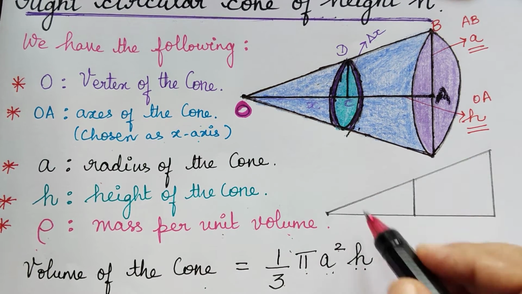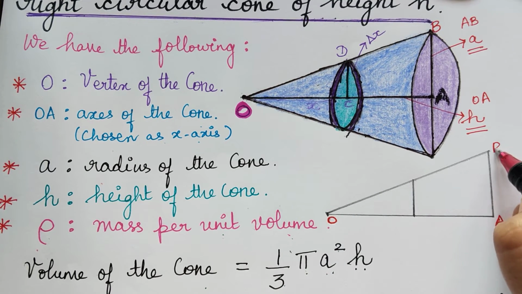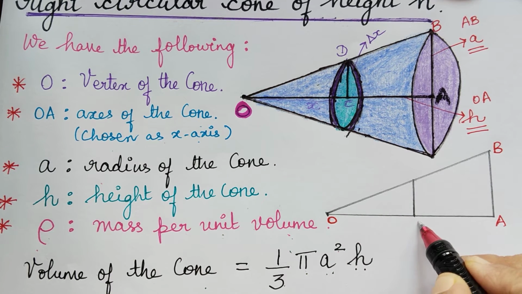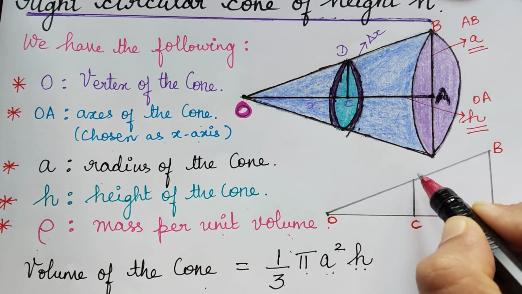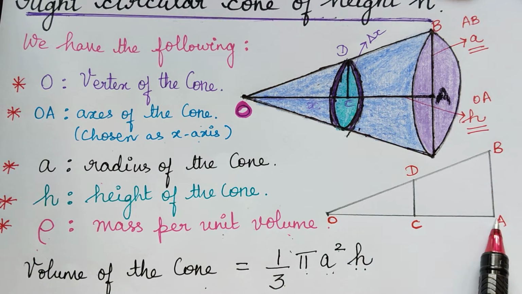Now I have taken and drawn the triangle separately. This is the point O, this is the point A, this is the point C. So we have taken the triangle OAB. Now this point is taken as C and this point is D. So this triangle I have taken and I have shown you separately.